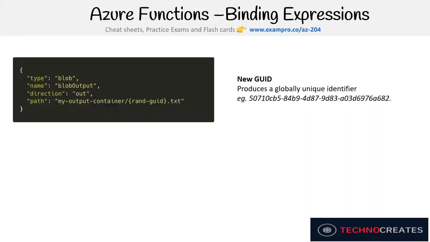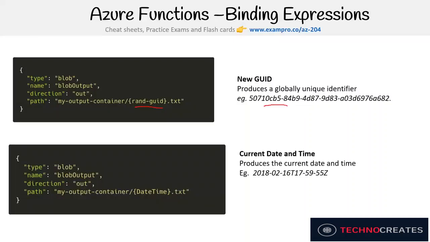If you want a globally unique identifier, you can just do a rand GUID and you'll get something that looks like that. If you want to have the current date and time, you do date time. You're going to get the current date and time in this format. So there you go.